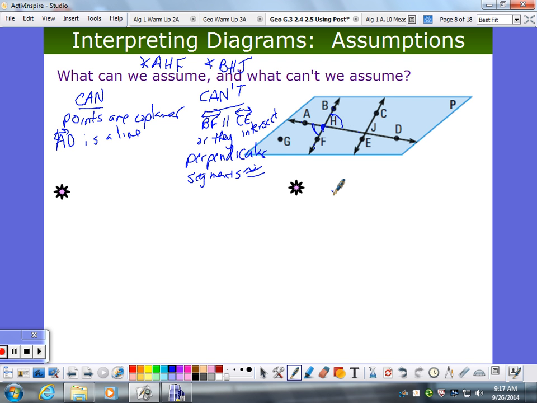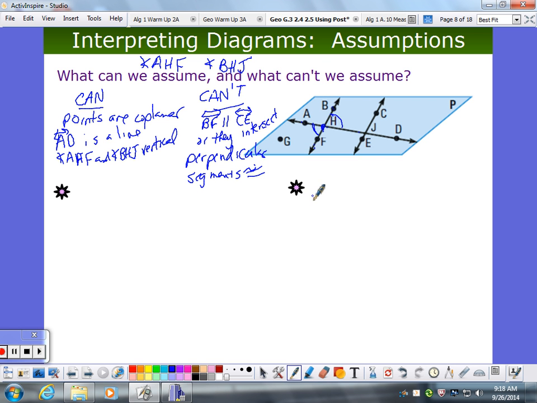Yes. Why? They're vertical. So the first thing I'm going to assume is that angle AHF and angle BHJ are vertical angles. I can assume that just because they look like two lines intersecting. You're allowed to assume that. And because they're vertical, that means they're congruent. So I do have some congruent angles here, even without being told. I know they are because they're vertical angles. Those are things you can assume without being told. I can assume the lines are intersecting.